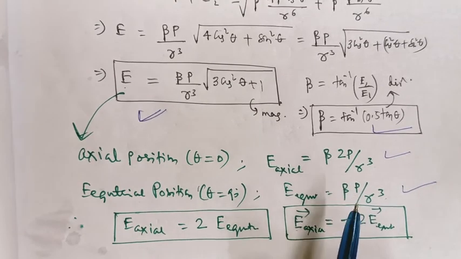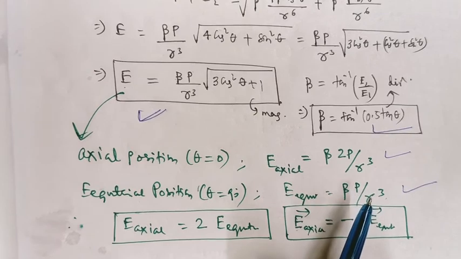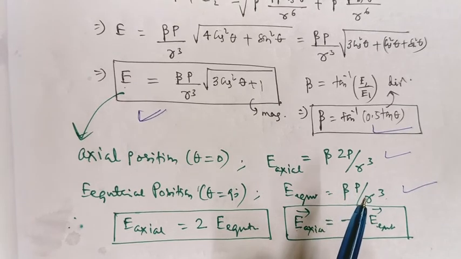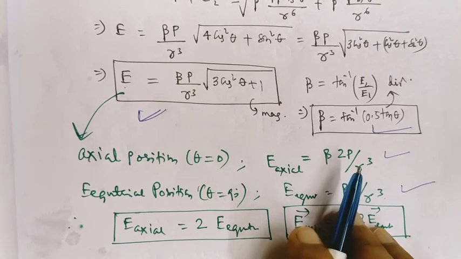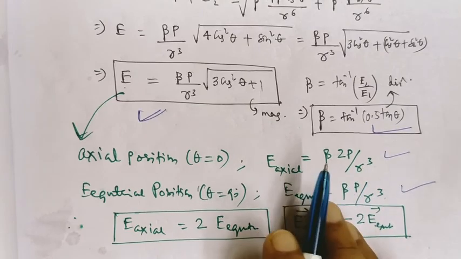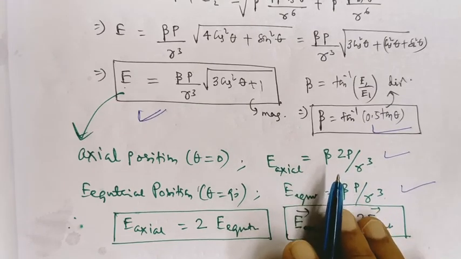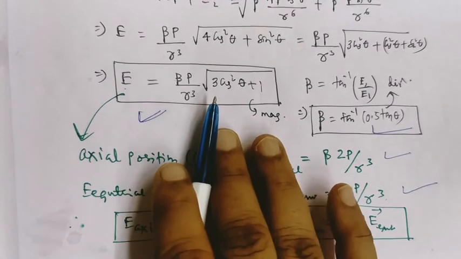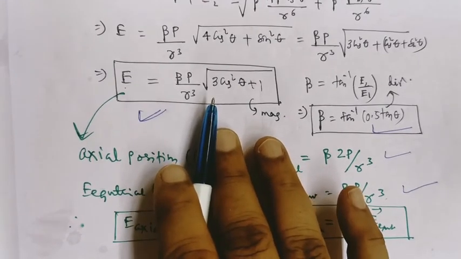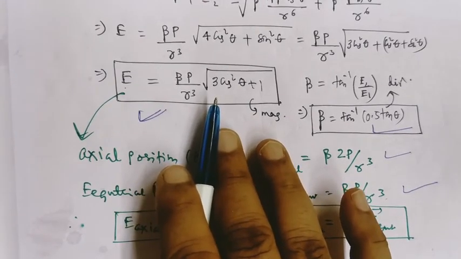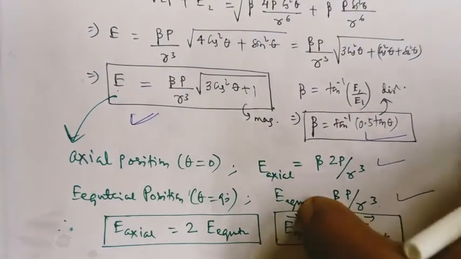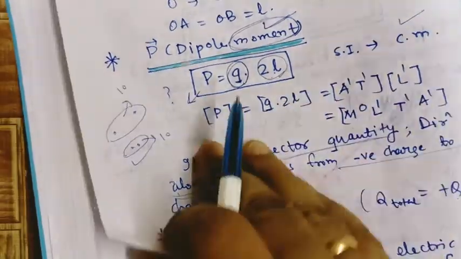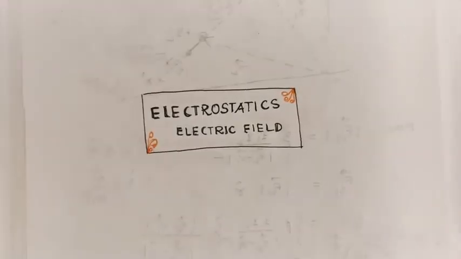So in today's video, there are 3 derivations. You just listen very mindfully and do practice in your copy. The derivation of electric field intensity due to case 1 is axial position or end-on position. Case 2 is your equatorial or perpendicular bisector position. And the third one is your intensity at any position of the electric dipole.